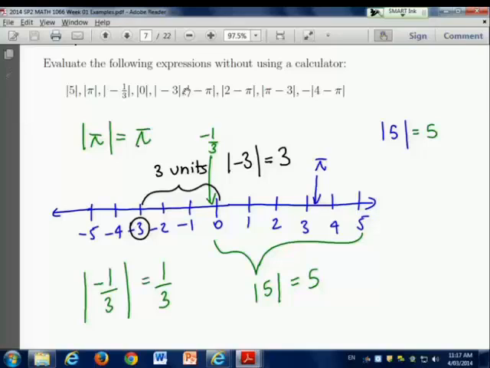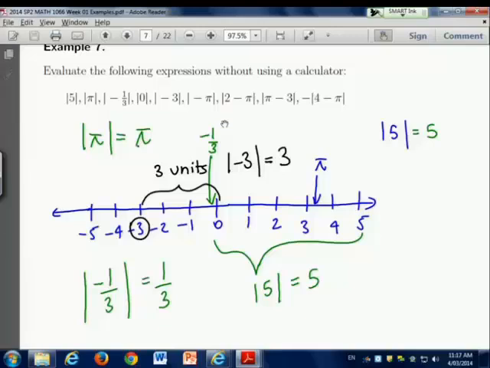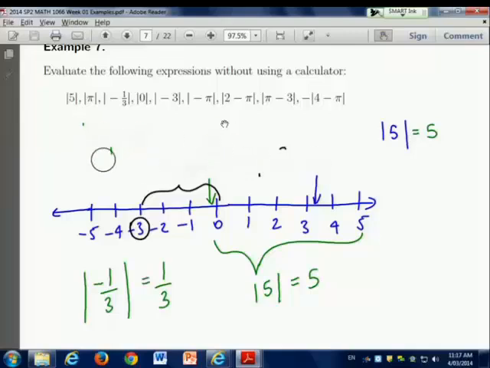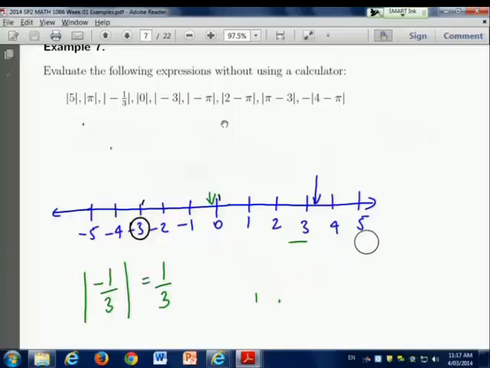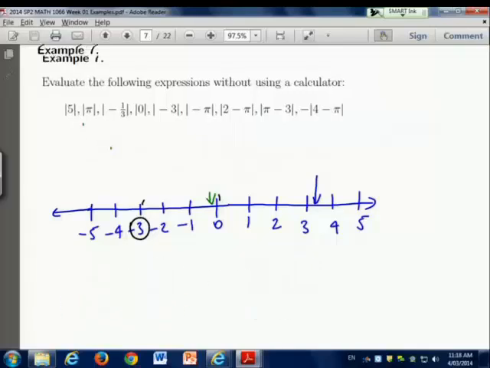It can be a bit tricky to know whether what's inside is negative or positive. So let's see what's hiding under here. 2 minus pi. Is 2 minus pi negative or positive? How could we work it out? Yep, you're going to have a look at what's inside the lines and work it out. So let's see.